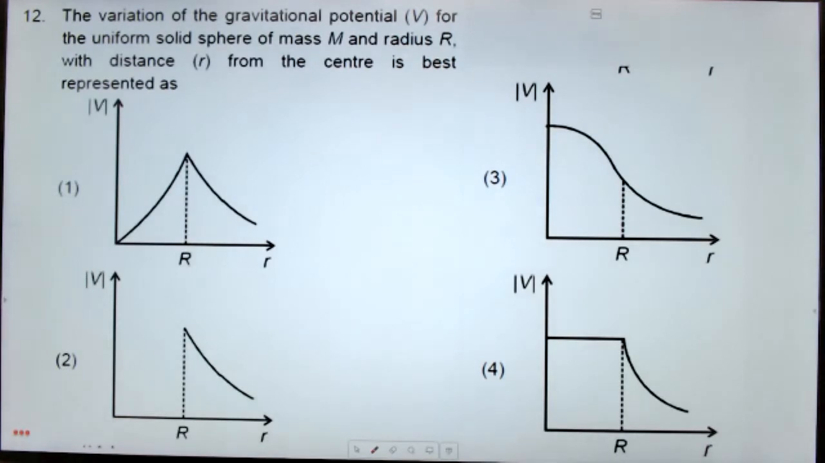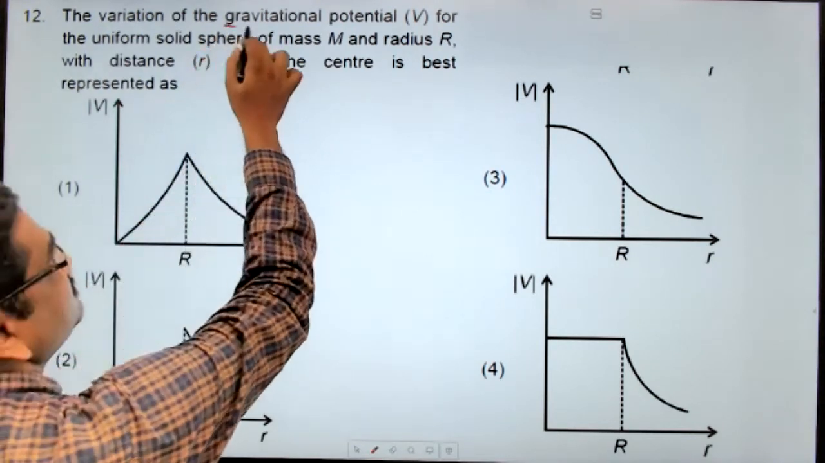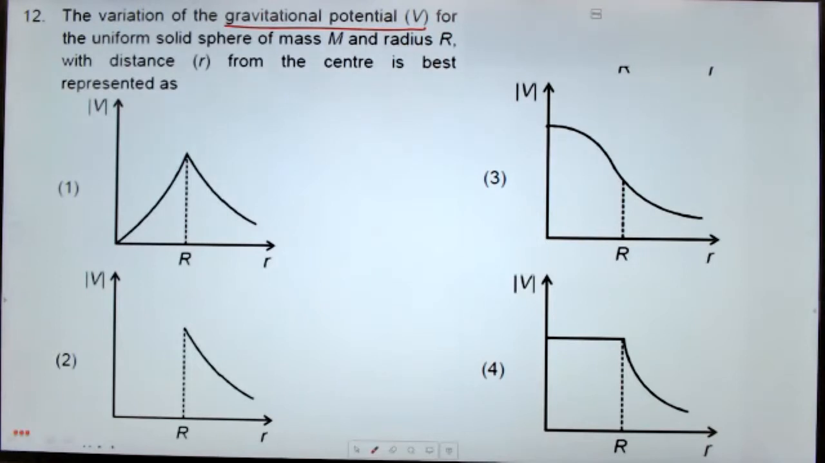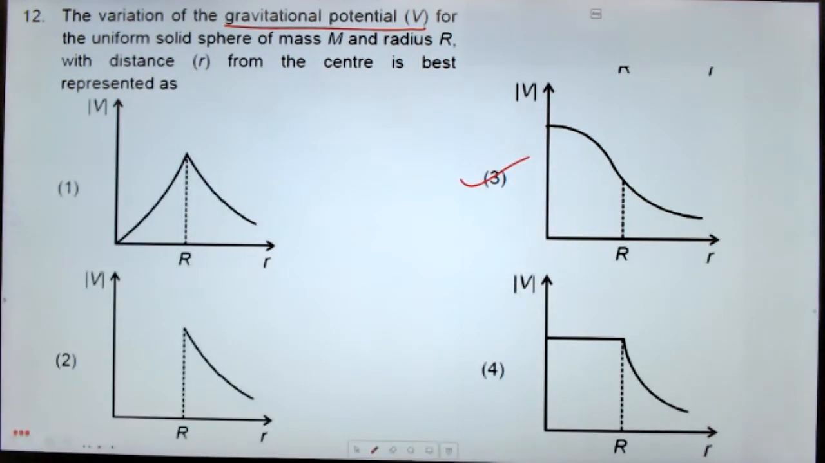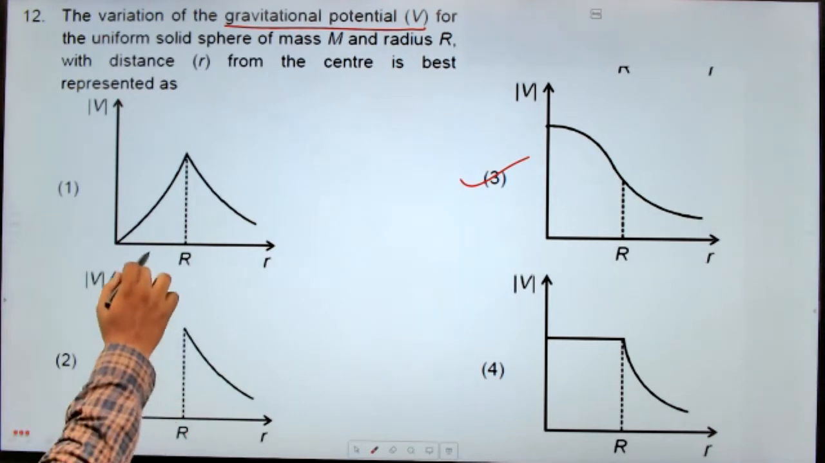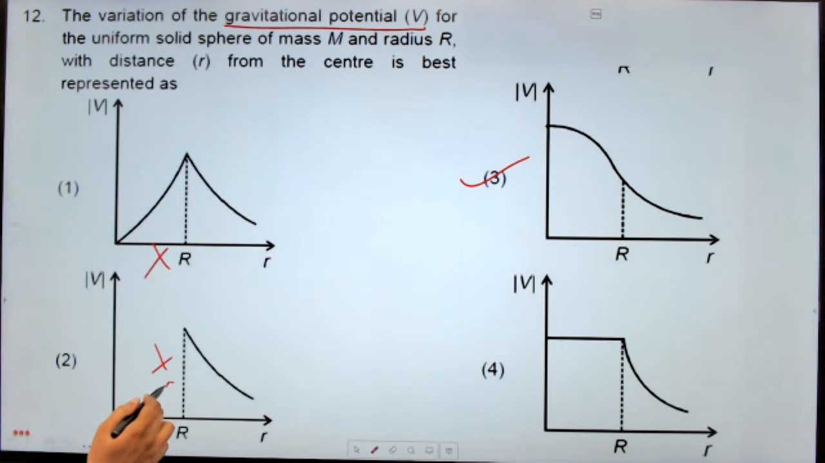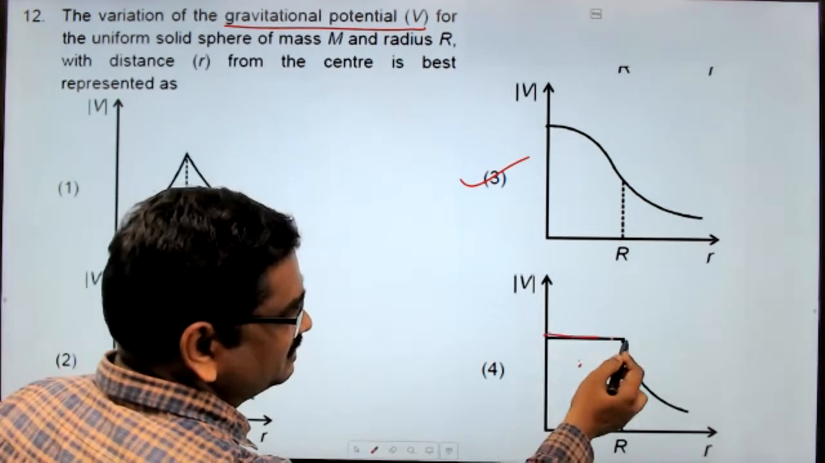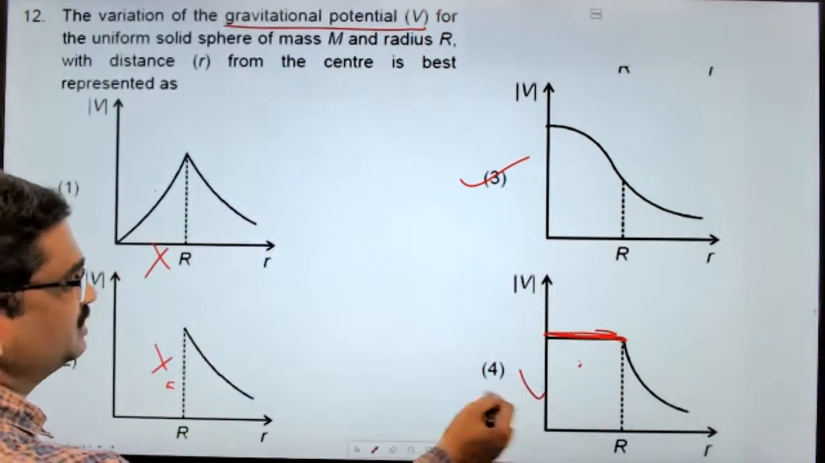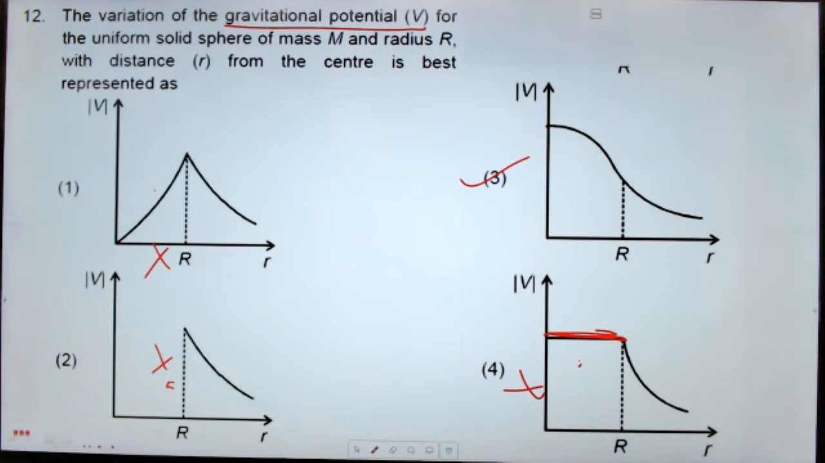Next, variation of gravitational potential V for a uniform solid sphere of mass capital M and radius R with the distance. So here the variation of gravitational potential with the distance from the center is given by this graph. So within the object, potential is not constant, so no need to take this one. This is for zero potential. It indicates potential is directly proportional. It indicates within the object potential is constant. So these three are wrong, so you have to go with the third option.